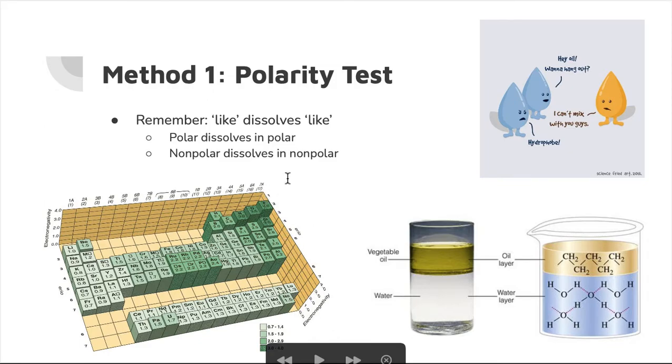Whatever's in this top right corner, so fluorine, has a very high electronegativity, and something that's in the bottom left corner, so this Fr, I think francium, has a very low electronegativity. So you can remember that trend.